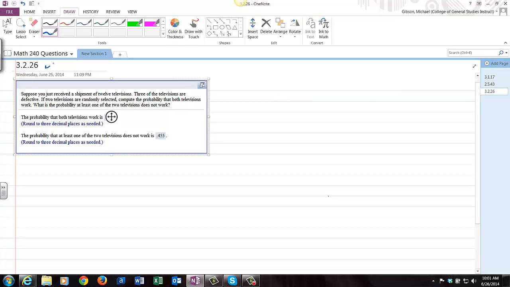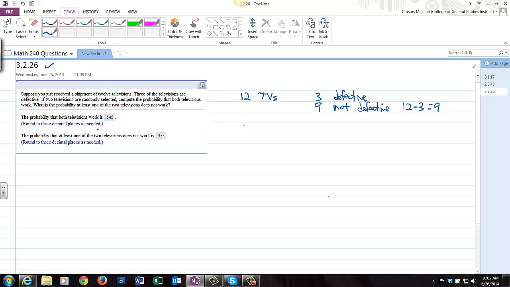Alright, 3.2.26. So let's have a look at this one. Suppose you just received a shipment of 12 televisions. 12 TVs. 3 of the TVs are defective. So if 3 are defective, that means 9 are not defective, right? (12 minus 3 equals 9). If 2 televisions are randomly selected, compute the probability that both televisions work. What's the probability at least one of the 2 televisions does not work? Alright.